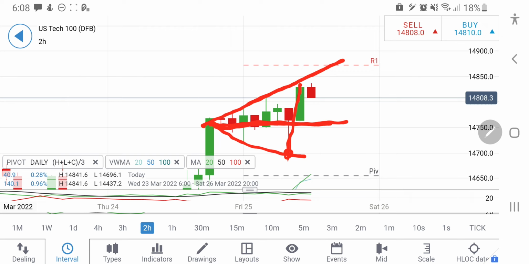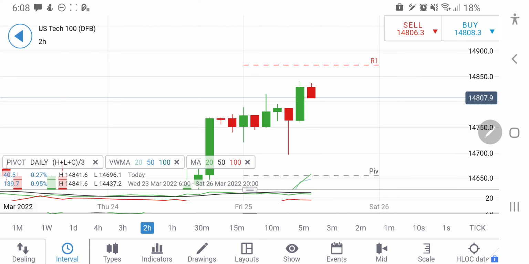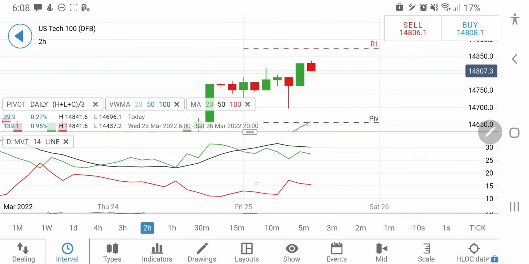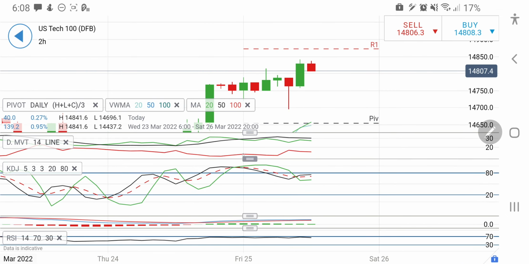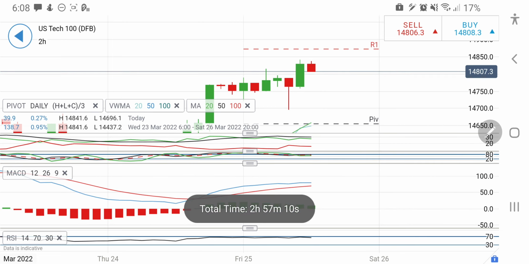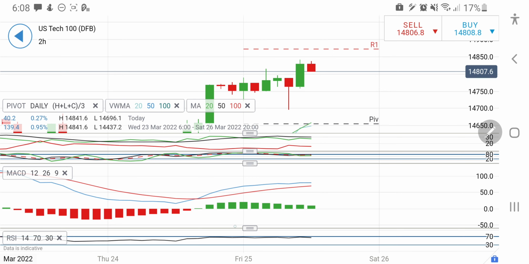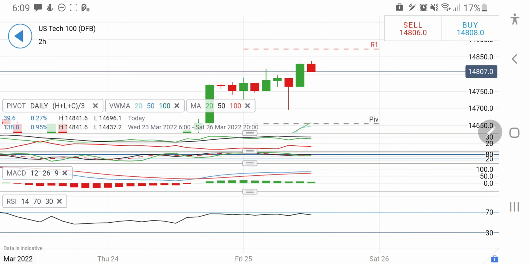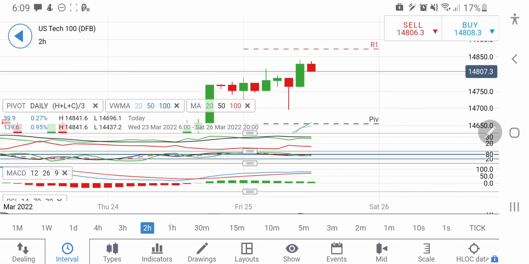Now if it breaks here at 14,850 and then at 14,880, definitely it is going to rise strongly towards 14,950, 15,000 levels also. Also, it may try to come back first to achieve 14,750 and then may try to bounce back from there. This is another probability. Now look, directional movement is bullish. RSI and stochastic are near to overbought. MACD is still on buy side, trying to converge and crossover, and RSI is near to overbought zone.